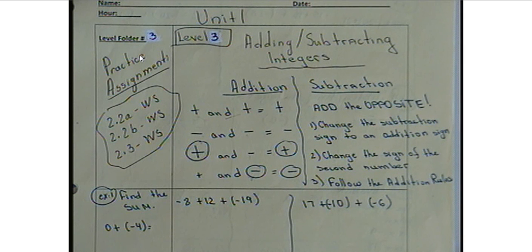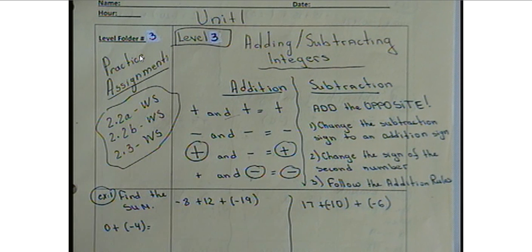So please replay the video or the rules that I just mentioned if you need to hear it one more time, because it is important. And for subtraction, actually we're going to use exactly the same rules, but we will have to change one thing before we apply the rules. So with subtraction, we're going to add the opposite. We will change the subtraction sign to an addition sign. We will change the sign of the second number, and we will follow the addition rules.